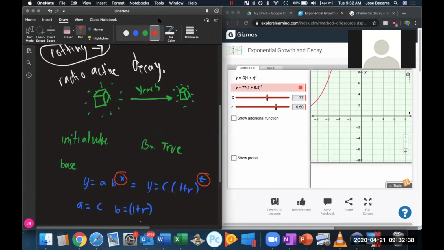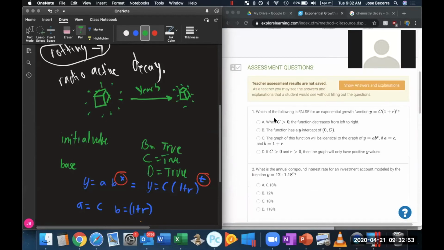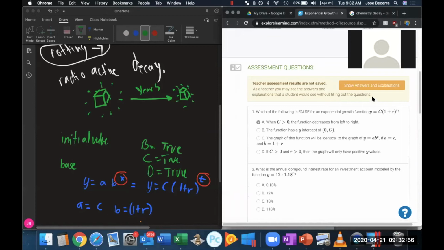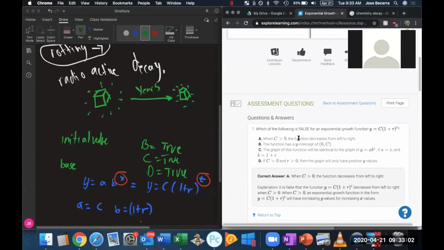But anyway, so C, we said that it's true, right? And D, we just proved that it is also true. So then the answer, the one that must be false, is going to be A. All right. And let's go ahead and see the explanation. So the correct answer for this one's going to be A, because when C is greater than 0, the graph decreases from left to right.